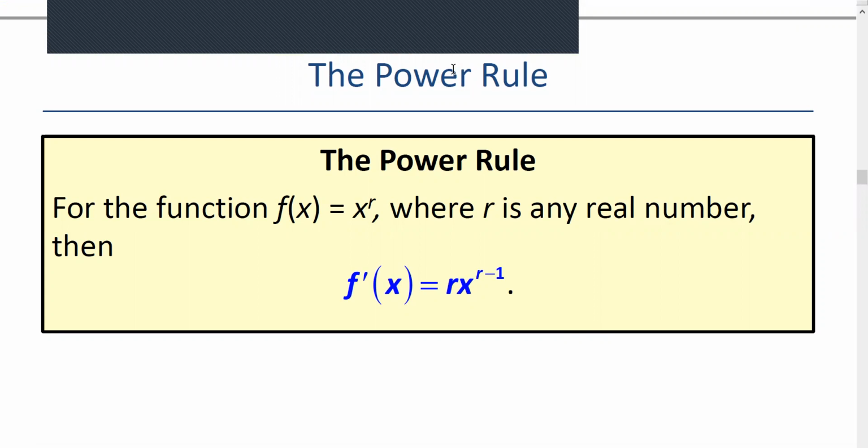The power rule: for the function f of x equals x to the power r, where r is any real number, then f prime of x is r times x to the power r minus 1.